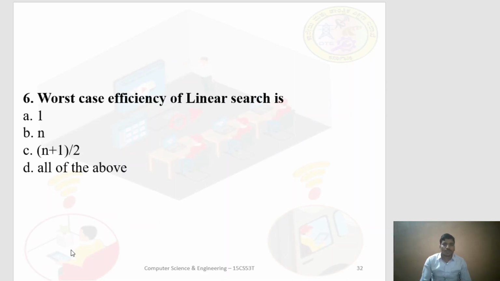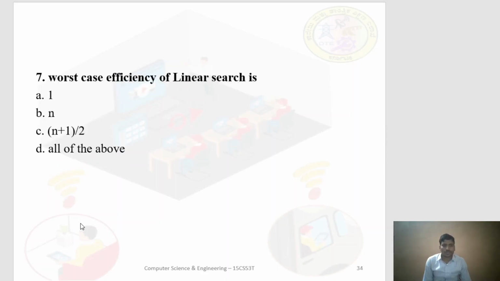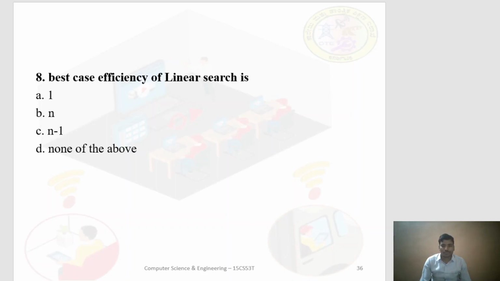Read the sixth question. Worst case efficiency of linear search. What is the worst case efficiency of linear search? That is n, the maximum number of steps taken to search the given key, which is n. Option is B. Best case efficiency of linear search. What is the best case efficiency of linear search? Which is a constant term. Matching happens at the first position only. Hence, option A is correct.